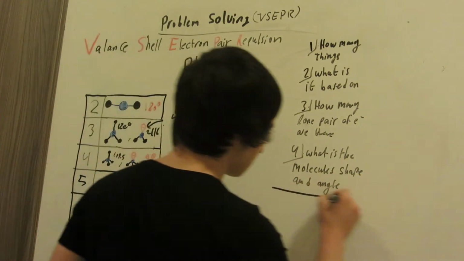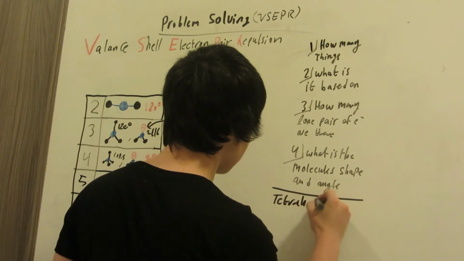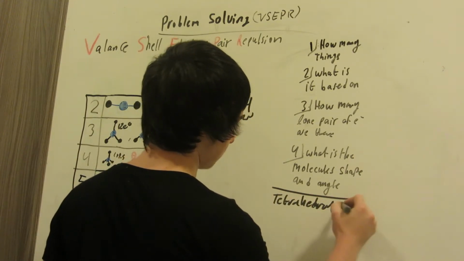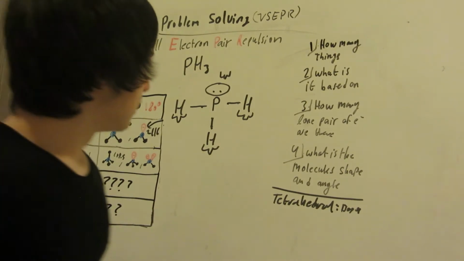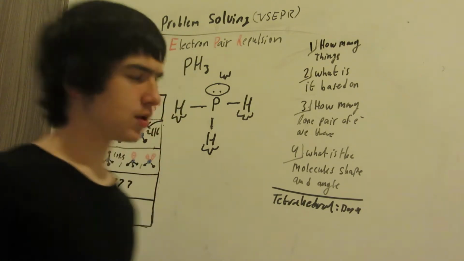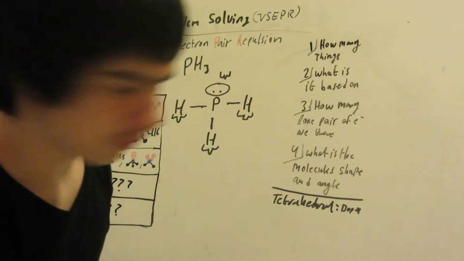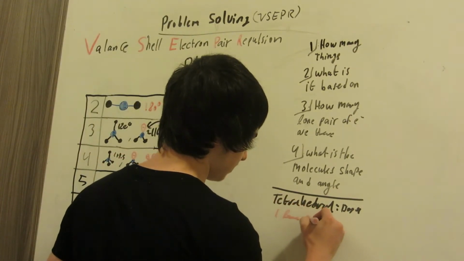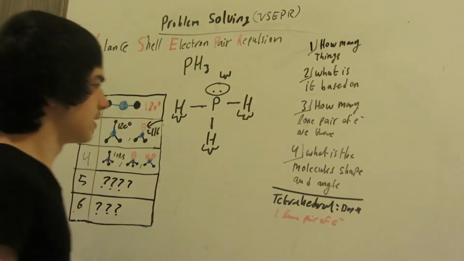So tetrahedral, that's the shape that it is based on. So we write tetrahedral. Alright, let's go. Third question. How many lone pairs of electrons are there? We have 3 atoms and 1 lone pair of electrons. So we have 1 lone pair of electrons.